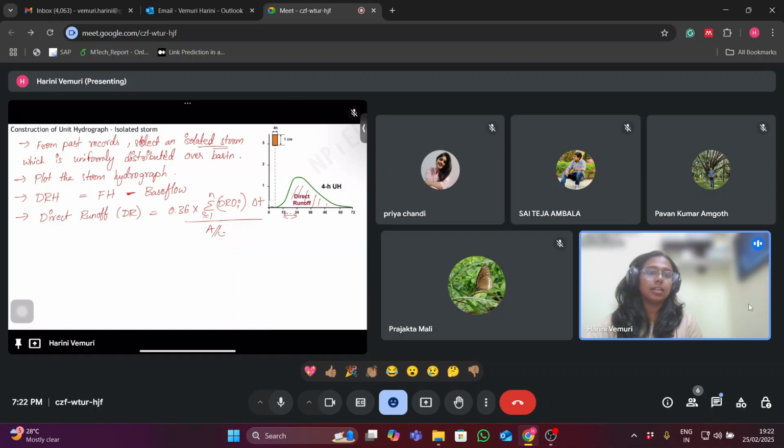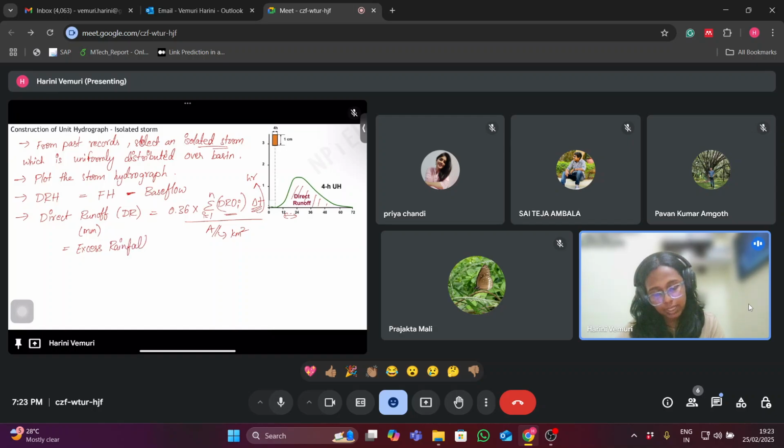Since the area under the DRH gives us volume, that is meter cube, we will divide by area to calculate the direct runoff in mm. Here the area will be the catchment area in kilometer square. Time interval will be in hour, and direct runoff ordinates for each time step, we'll just add them up. So that's how we get a direct runoff value. We already know this is equal to excess rainfall, right?